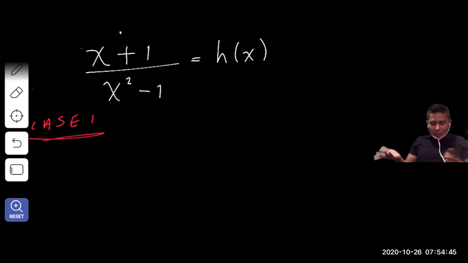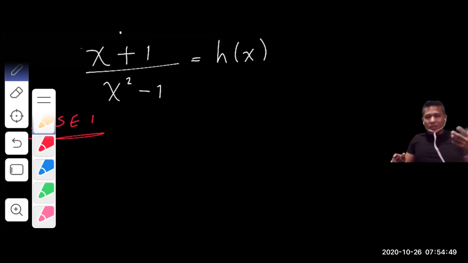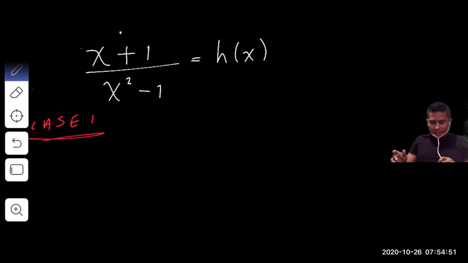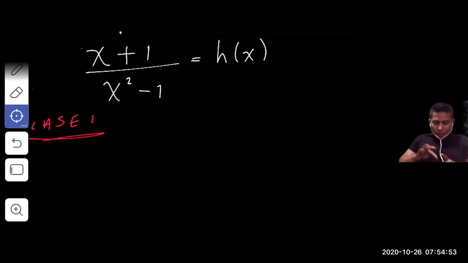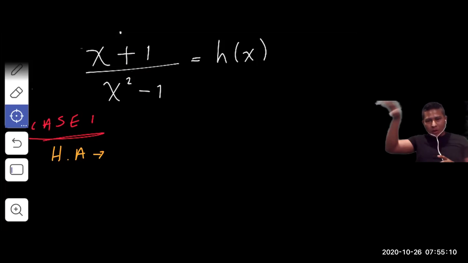What can I find in case 1? What is the horizontal asymptote? What is the vertical asymptote? We have to know that. In the first case, the horizontal asymptote is what? You remember? It's the fraction plus the number. What is the number that I have?